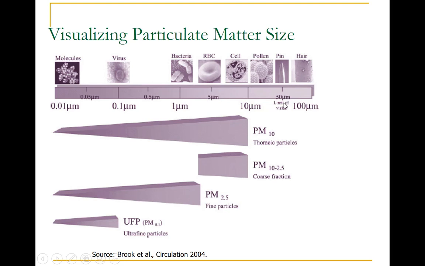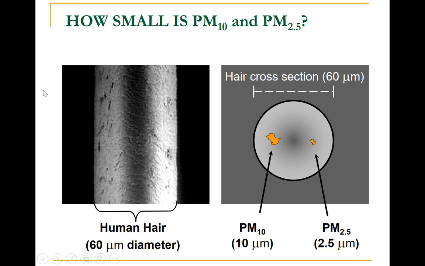Particles that are 50 micrometers in diameter are similar to the diameter of a pin. And then particles that are 10 micrometers in diameter are similar to the size of a pollen. And then you can pretty much go on and on in here. So we have mentioned human hair.